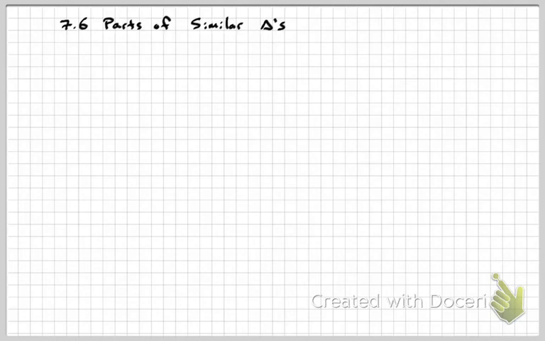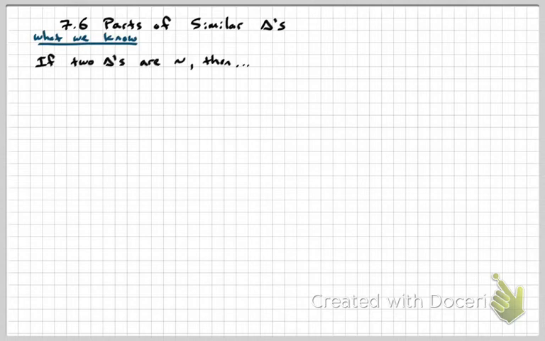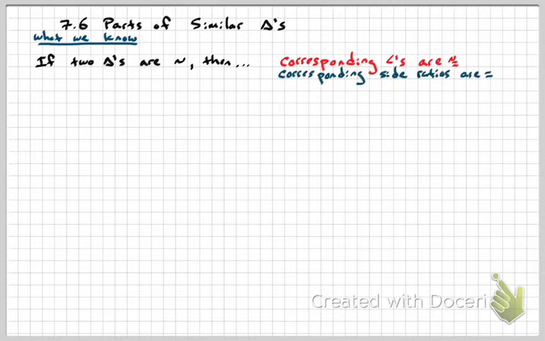We are on our last section for Unit 7, parts of similar triangles. Let's quickly review all the stuff that we've talked about so far. If two triangles are similar, then corresponding angles are congruent, and corresponding side ratios are equal. Remember, a ratio is when we put two numbers together to make a fraction, and it is equal to another fraction because of the corresponding parts.